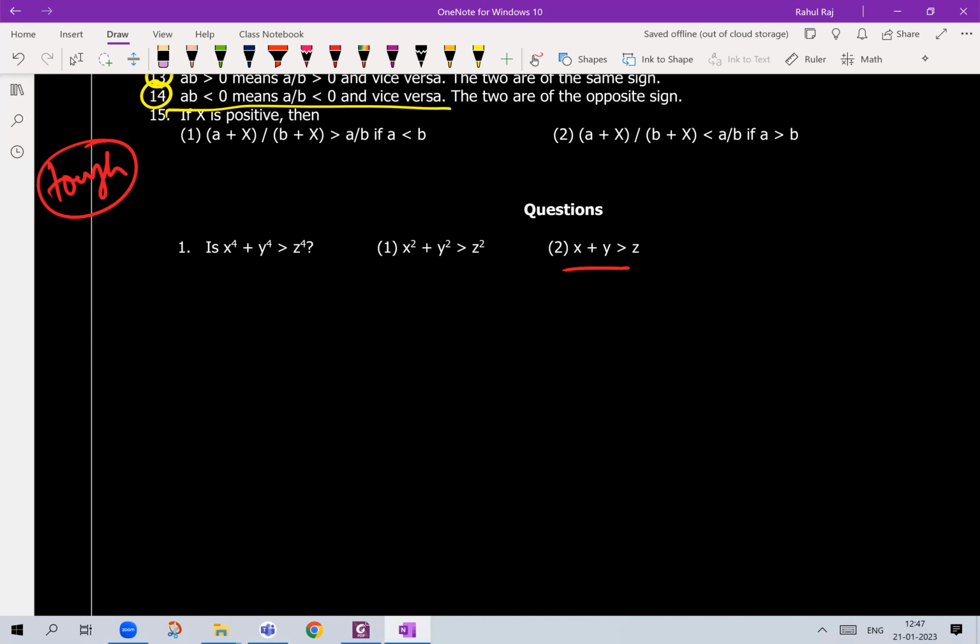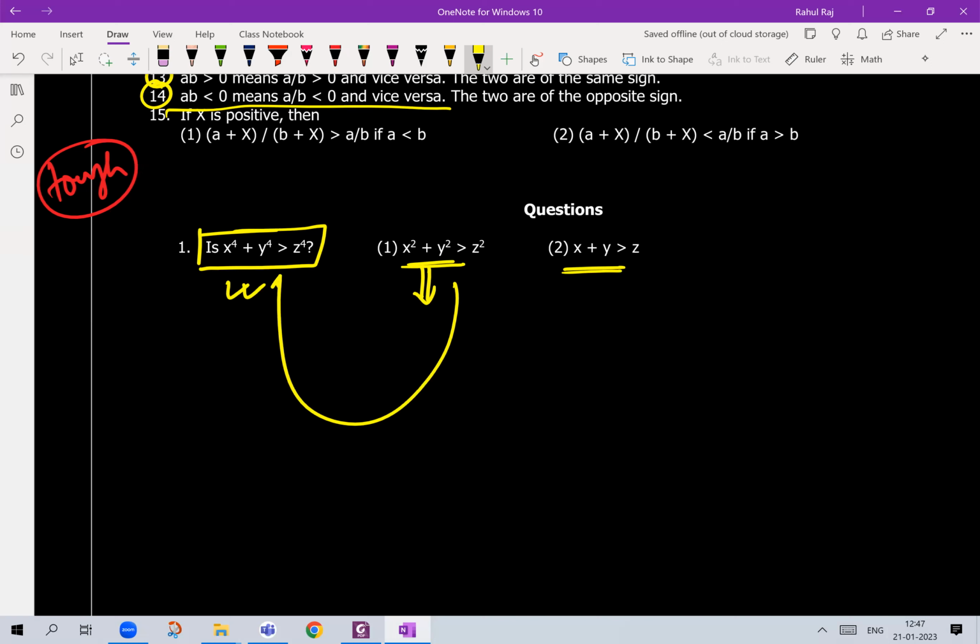Now, let's understand the question. The question asks: is x^4 + y^4 greater than z^4? How do you need to prove this? You need to prove this with the statements that are given to you. Statement 1 says x^2 + y^2 is greater than z^2. Just by knowing that, can you come to the conclusion that x^4 + y^4 is greater than z^4? And statement 2 says x + y is greater than z. Just by knowing that, can you come to the conclusion that x^4 + y^4 is greater than z^4? This is a normal understanding of the question.